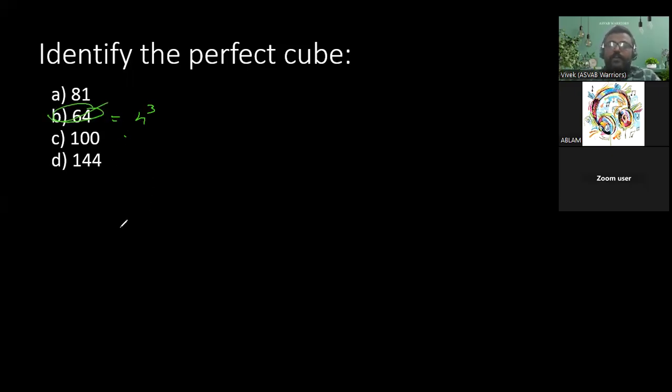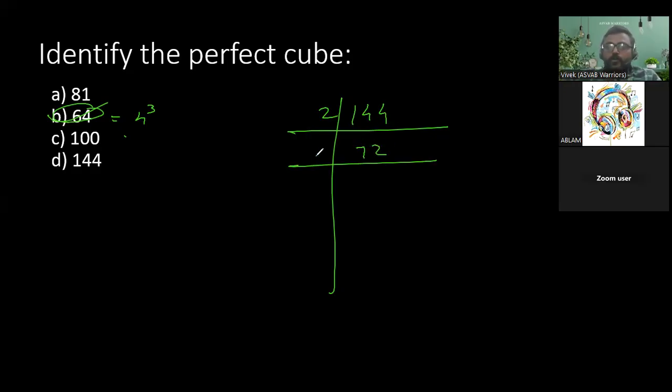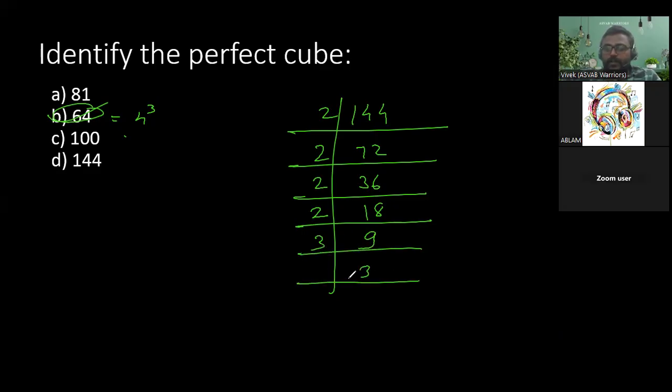If you want to identify whether it is a perfect cube or not, what do we do? 144 divided by 2 is 72. 72 divided by 2 would be 36. 36 divided by 2 is 18. If you divide this by 2, it will be 9. If you divide this 9 by 3, you'll get 3. 3 divided by 3 is 1.